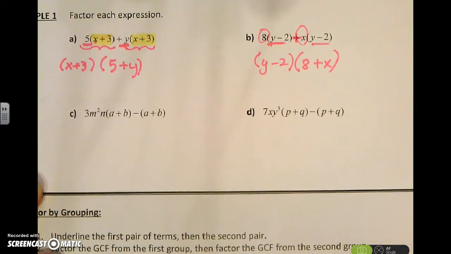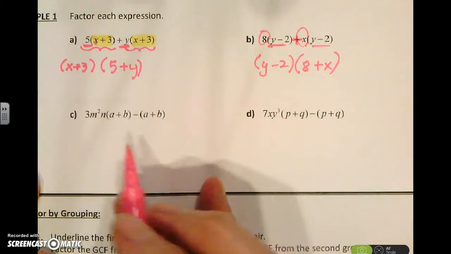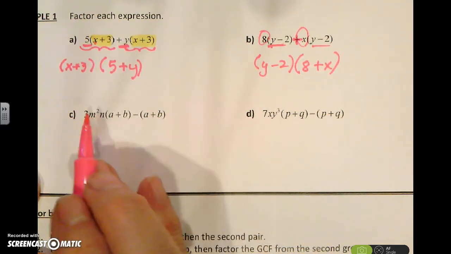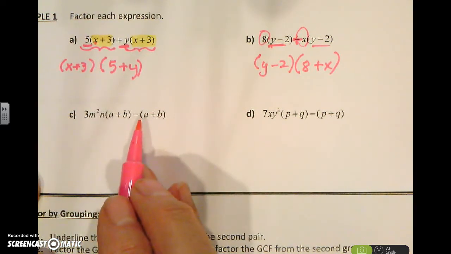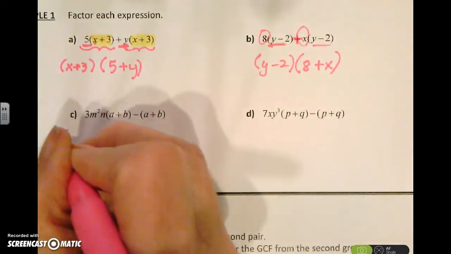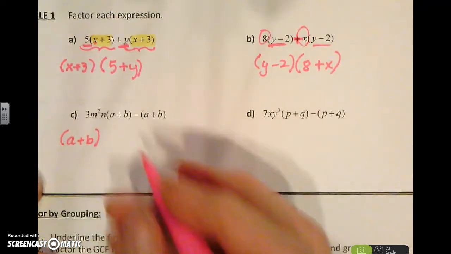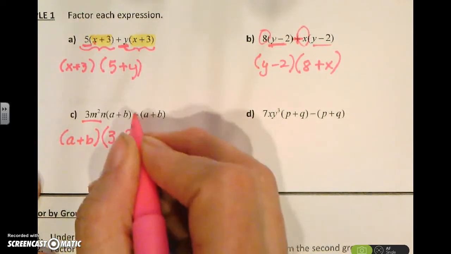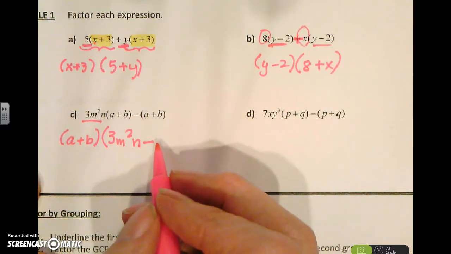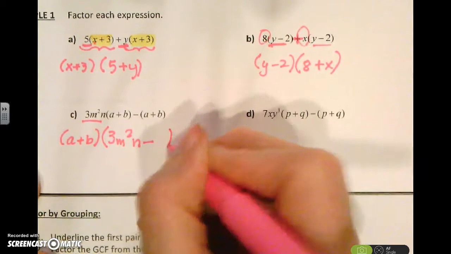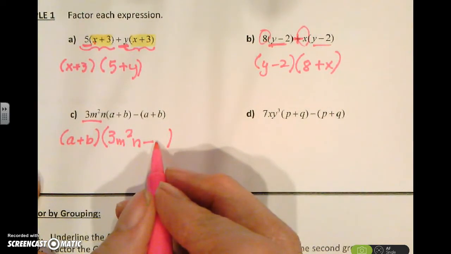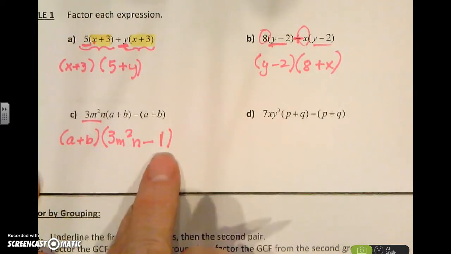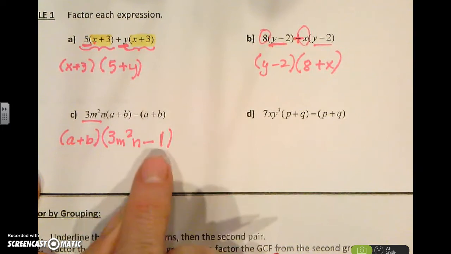Example C, I have 3m squared n times the parentheses a plus b, minus, and then just a plus b. So here are my two terms. I don't have any of these factors over here, but they do both have this a plus b parentheses. So I'm going to factor out the parentheses, a plus b, and in my second parentheses, I'm going to be left with 3m to the second n minus, oh, what am I going to do here? Notice I've got to have something, because when I check it by distributing, I need something right there. So if this goes into it fully, I'm going to put a 1. So I need to hold that place right there with a 1. So a plus b will go into a plus b one time.